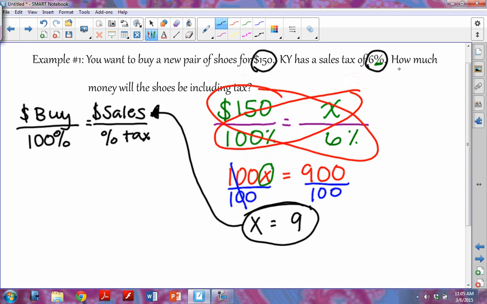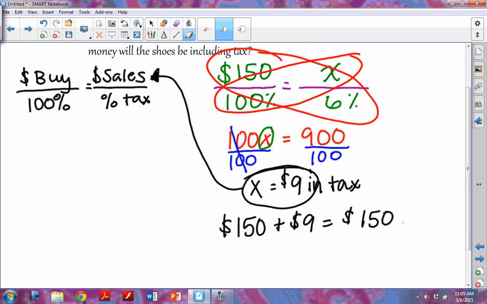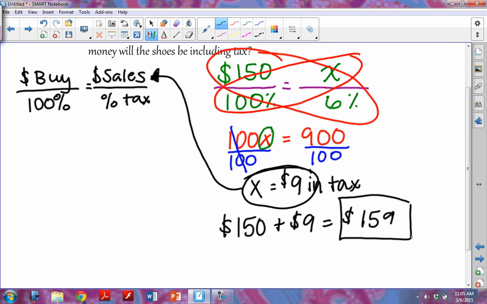So let's go back to our question. It says, how much money will the shoes be including tax? Well, I know that I am spending $9 in tax. The shoes are $150. So now what I'm going to need to do is I'm going to do $150 for the shoes plus the $9 of tax. So that's going to give me 150. Nope, not 50. Wow, Miss Pilcher cannot add today. It's going to give me $159 total for what I'm going to pay for my shoes. So this is my final answer, and that's it. I'm done.